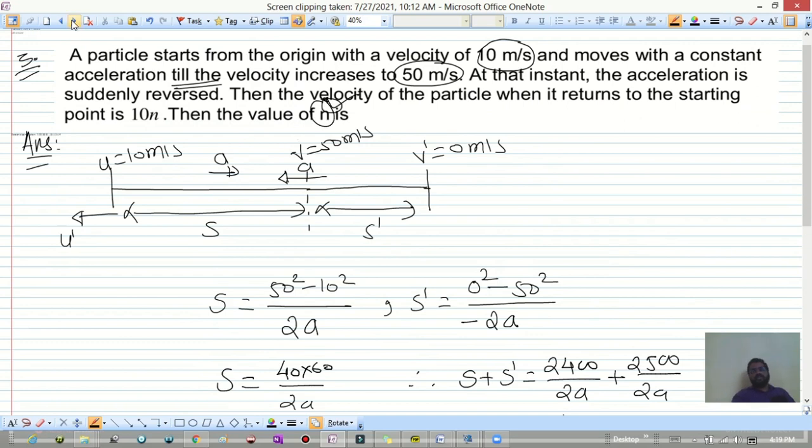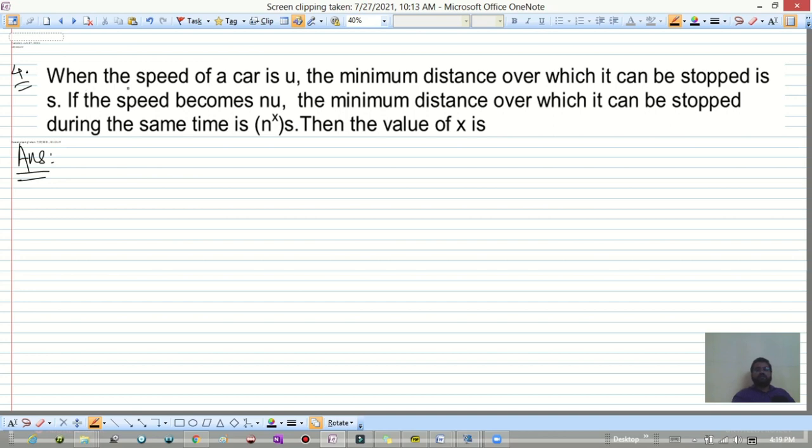Okay, now the next one. When the speed of a car is u, the minimum distance over which it can be stopped is s. If the speed becomes nu, the minimum distance over which it can be stopped during the same time is n to the power x. Then the value of x is?